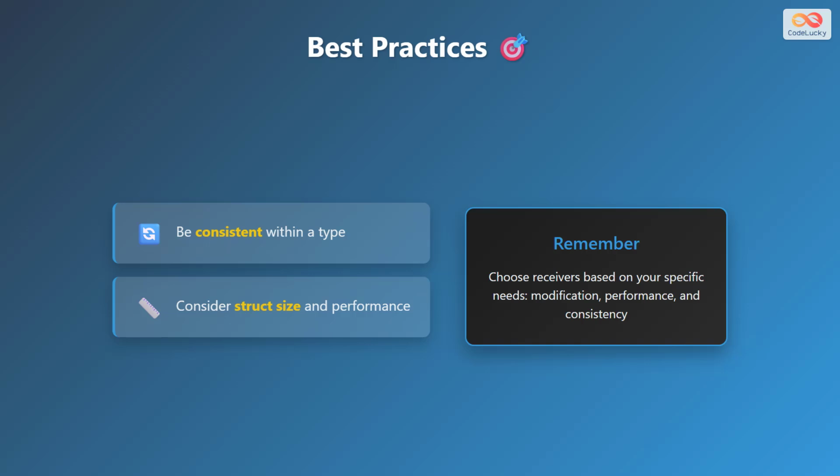To ensure code quality, follow these best practices. Be consistent within a type. Use either value or pointer receivers consistently for all methods of a given type. Consider struct size and performance. For large structs, pointer receivers are generally more efficient. Remember to choose receivers based on your specific needs, considering modification, performance, and consistency. By understanding these principles, you can write robust and efficient Go code.